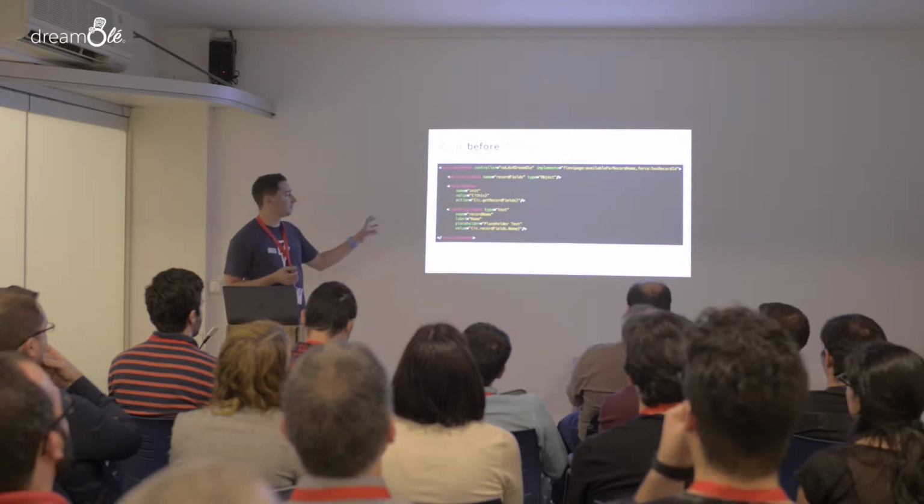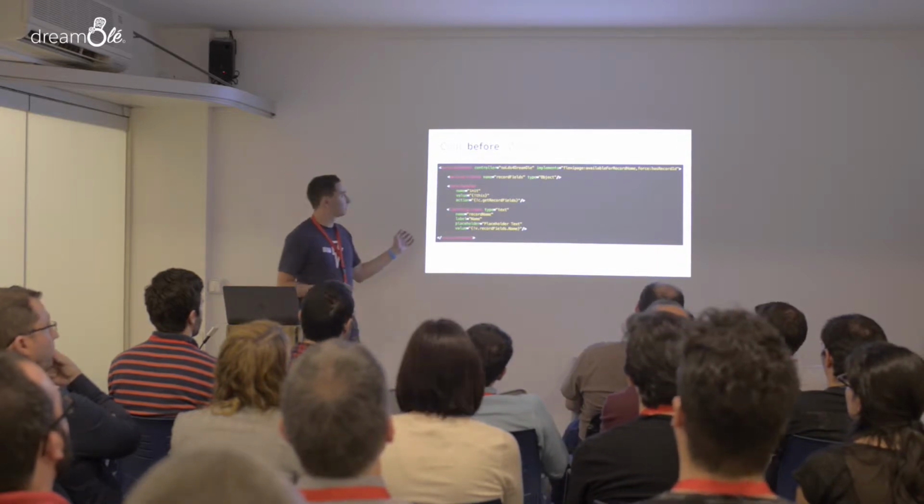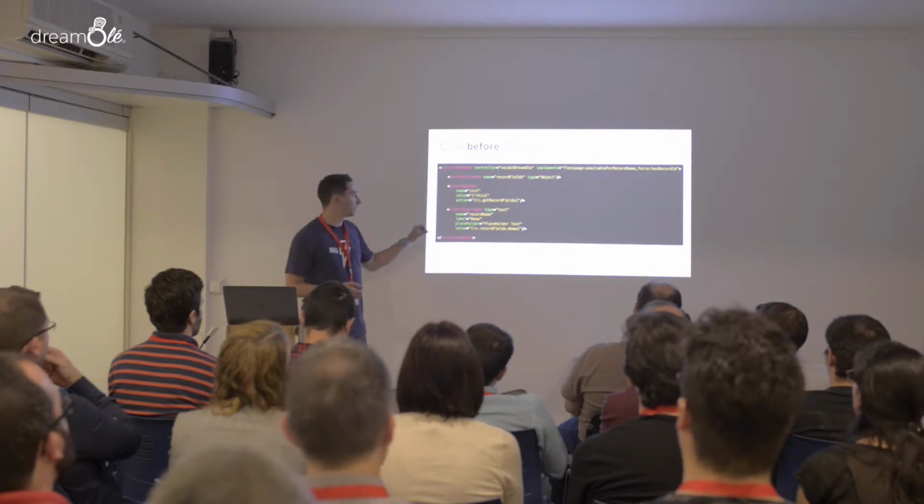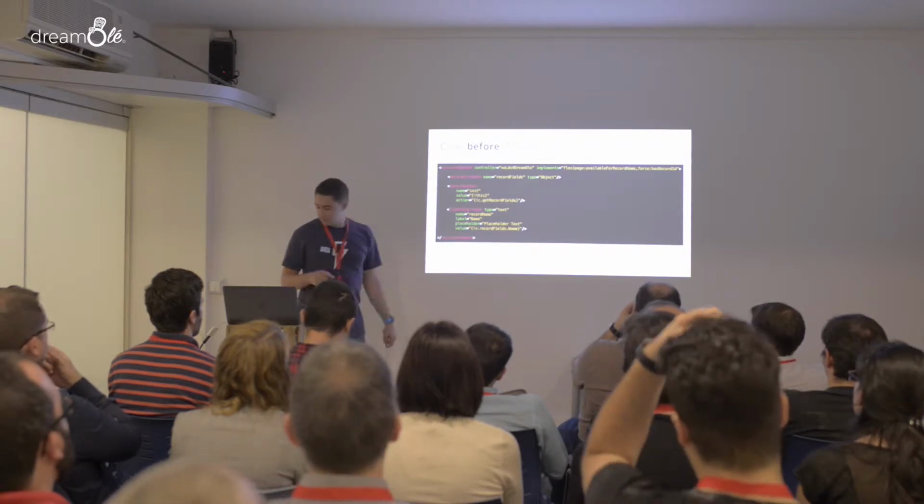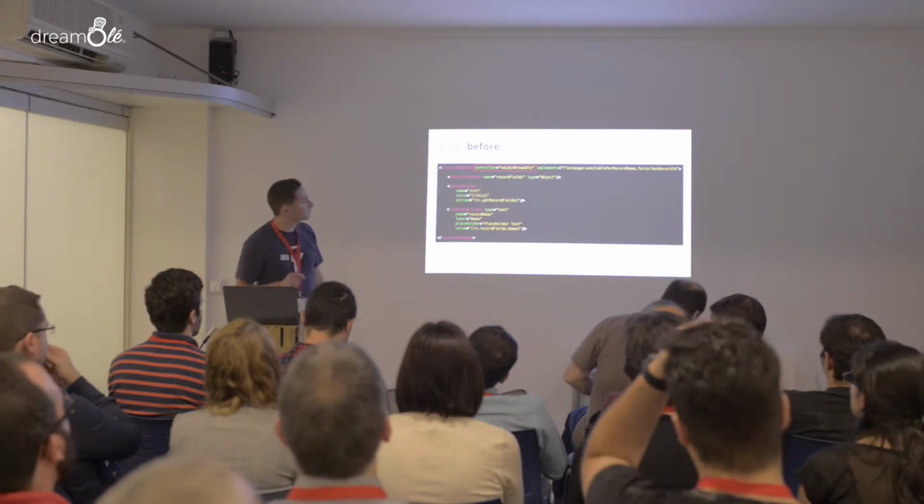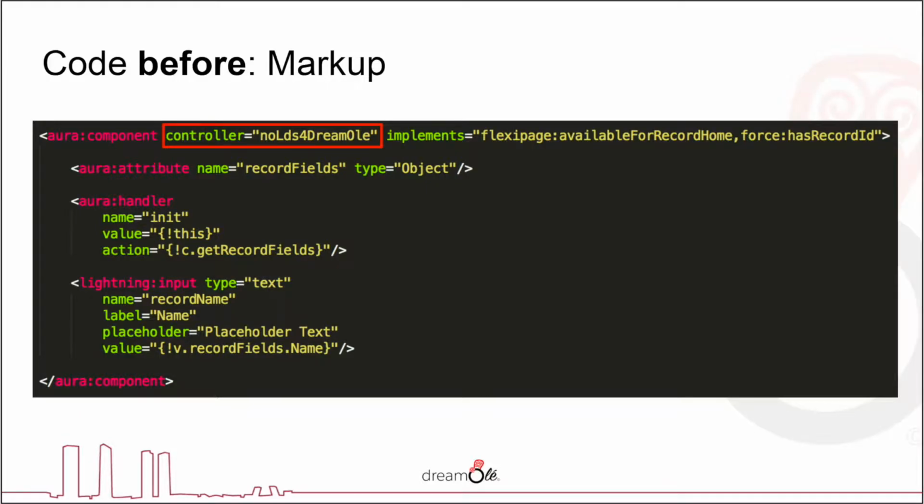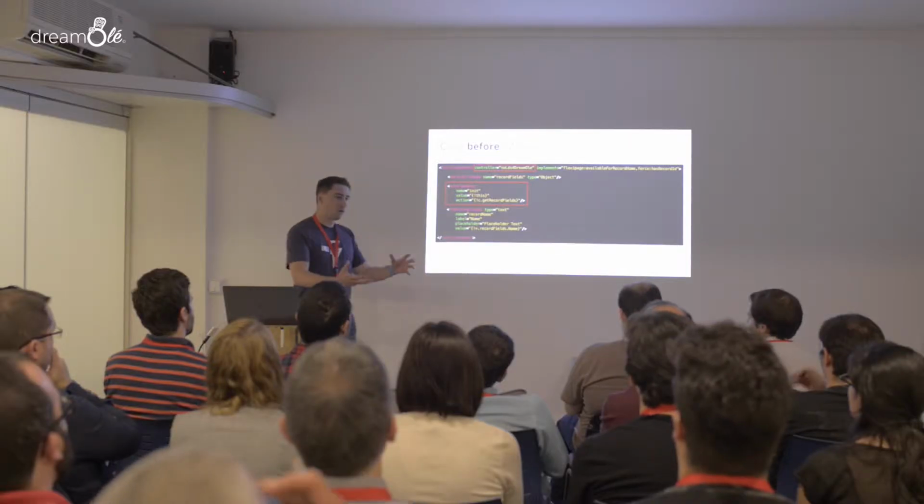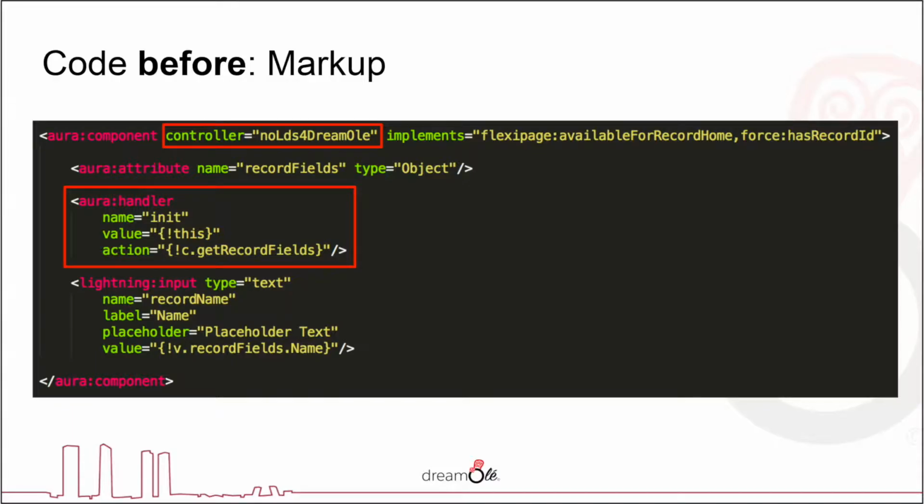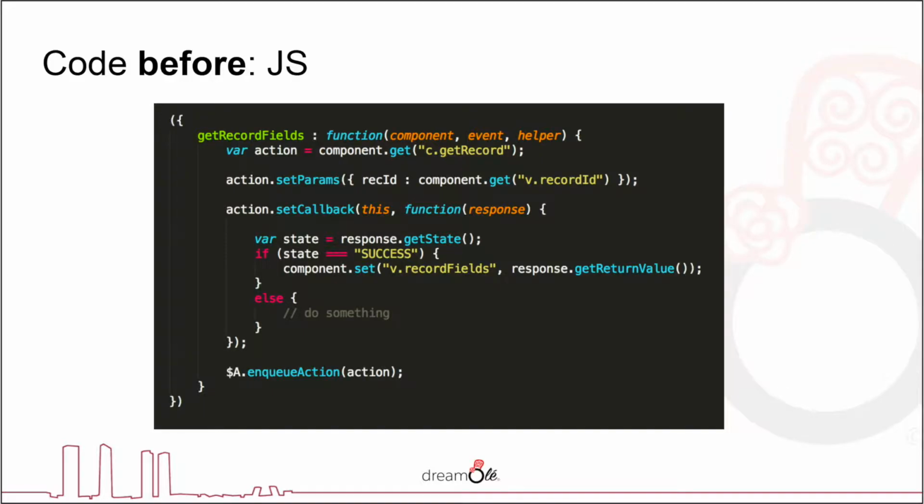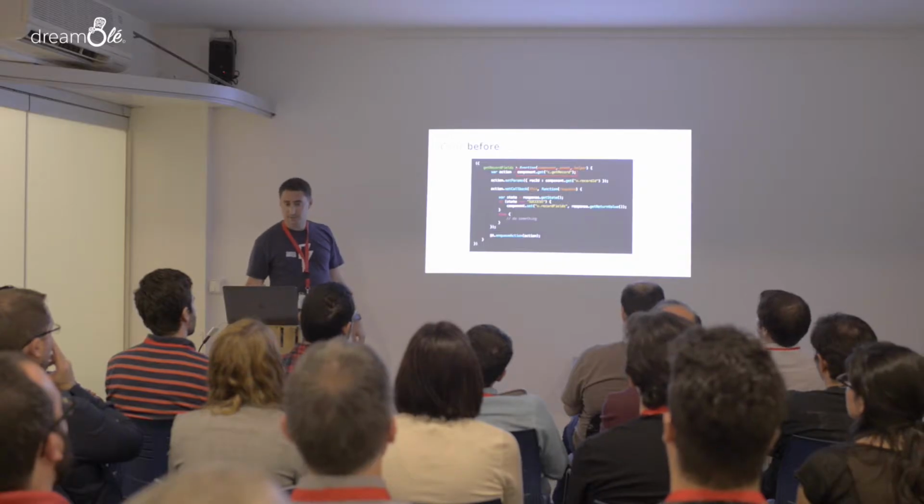So this is before Lightning Data Service. Here is your markup for a component. What is interesting is you have a controller, which is an Apex class. You have a handler, which says, when my component is loaded, just call a method in my JavaScript. Here you have a JavaScript file. And what is this JavaScript file doing? All this code is just to call this Apex method.